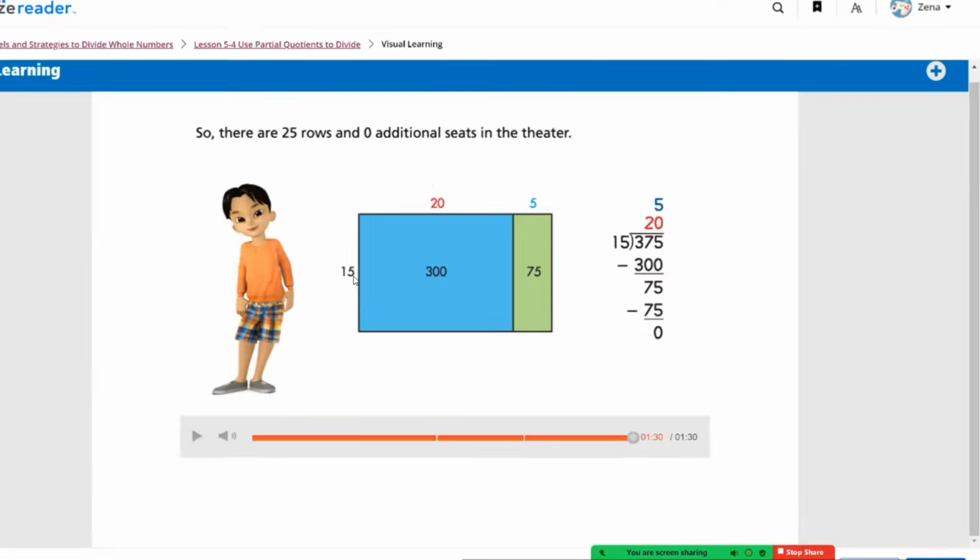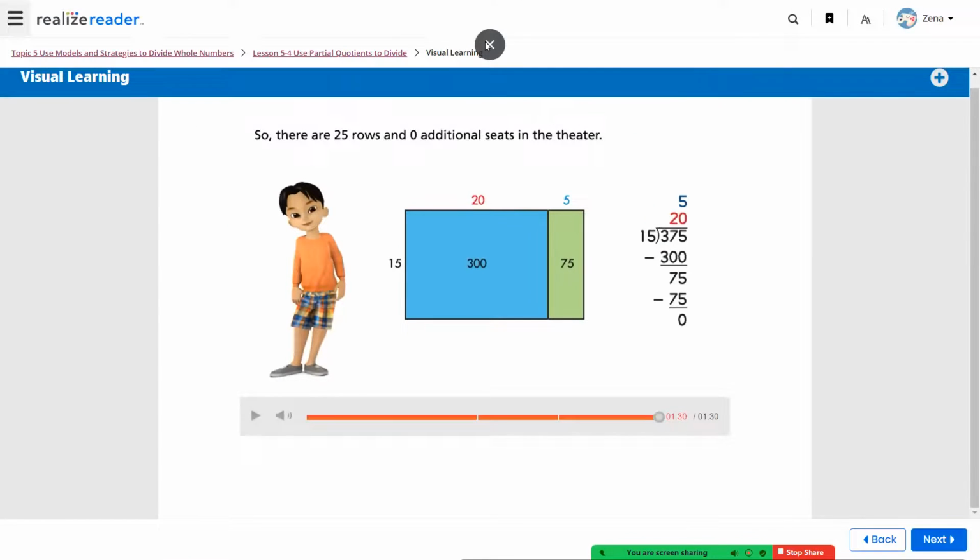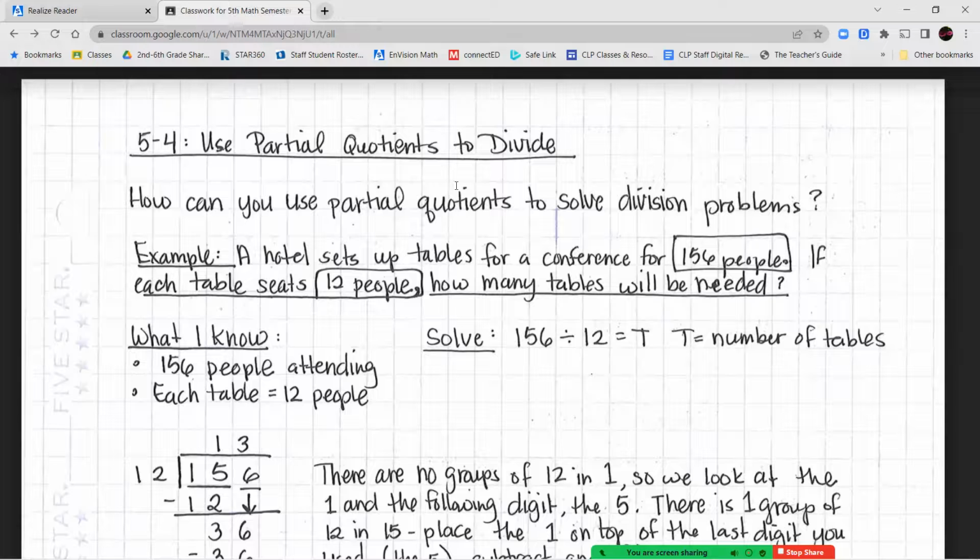All right, let's go ahead and take a look at our notes and our guided practice for this lesson. So how can you use partial quotients to solve division problems? It says a hotel sets up tables for a conference for 156 people. If each table seats 12 people, how many tables will be needed? So I know there's 156 people who are going to attend this conference, and each table can hold 12 people. So I'm going to use T as my variable for the number of tables, and I'm going to do 156 divided by 12 equals T.